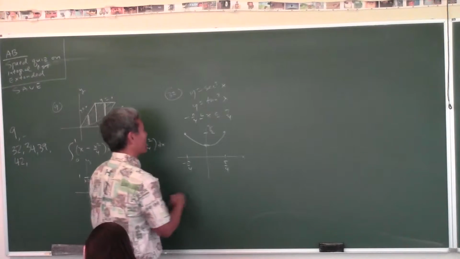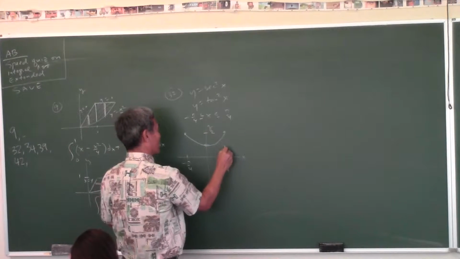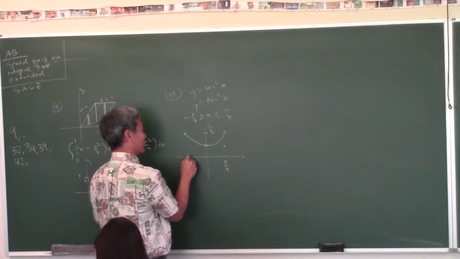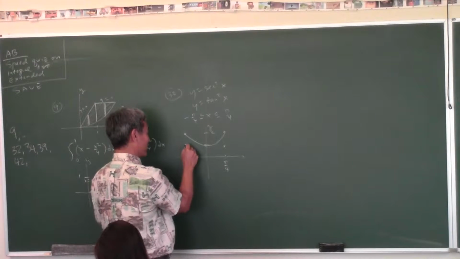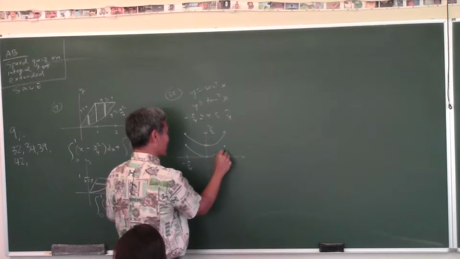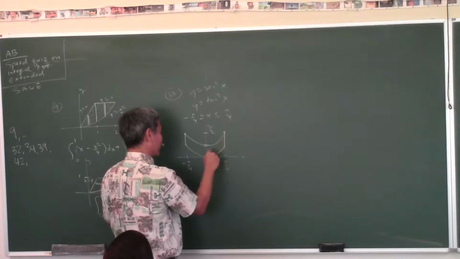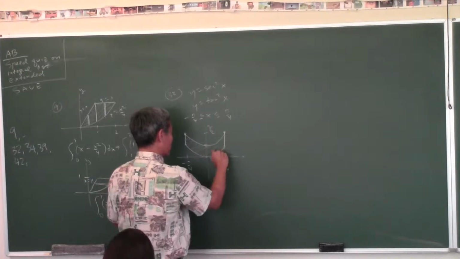Okay, now what about tangent? What is tangent of pi over 4? 1. What is tangent of negative pi over 4? Negative 1, but you got to square it, get 1. And tangent of 0 is 0. So it looks like this. And then we want to compute the area from negative pi over 4 to pi over 4. So we want to compute this area right there.